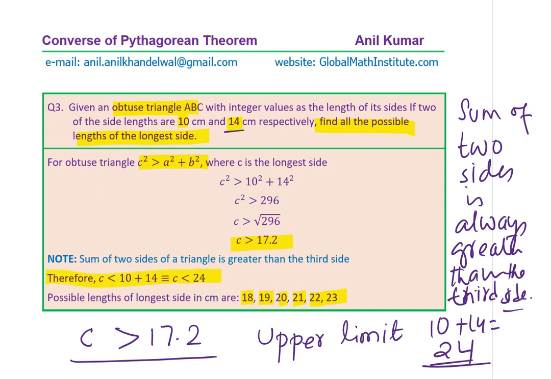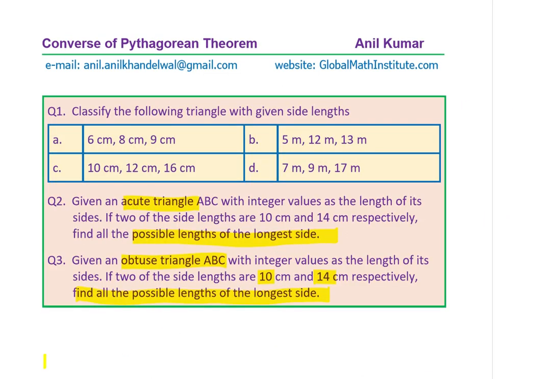So we know that the value of C has to be less than 24 and greater than 17.2. Therefore, the integer values are 18, 19, 20, 21, 22, and 23. Is that clear to you? So that is how we can actually use the converse of Pythagorean theorem to solve such questions. I hope you find them interesting and useful.